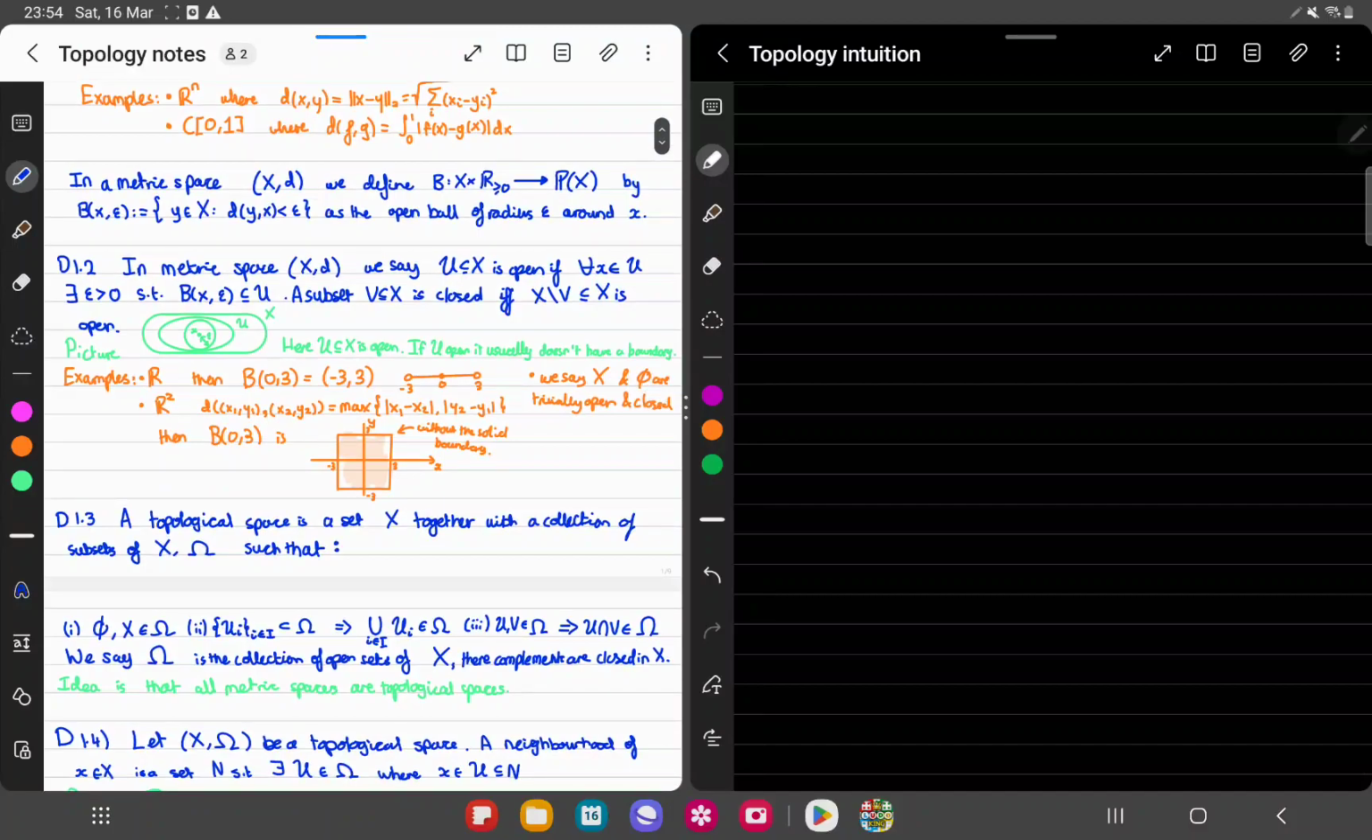So definition 1.2, in a metric space (X, d), we say U, a subset of X, is open if for all points x in U there exists an epsilon greater than 0 such that the ball around x of radius epsilon is contained in U. A subset V of X is closed if and only if X minus V as a subset of X is open.